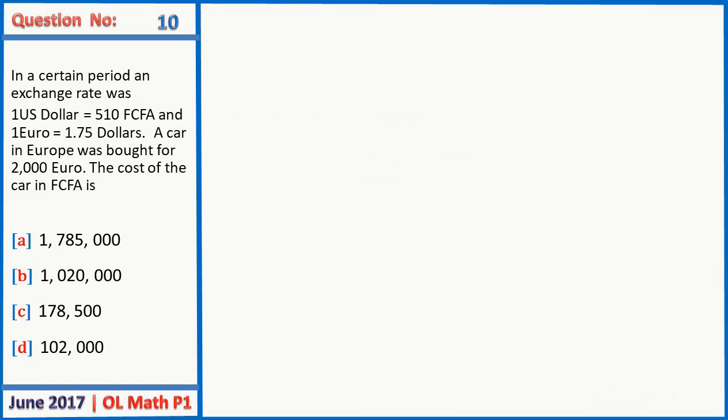Question 10. In a certain period, the exchange rate was $1 equals 510 FCFA and €1 was $1.75. A car in Europe was bought for €2,000. The cost of the car in FCFA is... We are now in the money market, or the currency exchange market, and this problem can be answered in two ways.